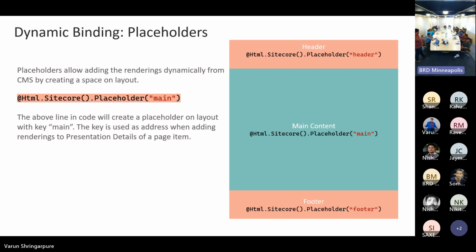Next is dynamic binding, which is generally utilized, whether you say traditional Sitecore or SXA, or even headless. So let's consider three sections of the page: header, main, and footer. These placeholders you can consider as keys, or locations where renderings can be added, and ordering also can be changed as required. We will see how this binding happens, but these names are the keys, and these keys have some properties linked with them in the CMS so that they can work the way they are supposed to work in Experience Editor.